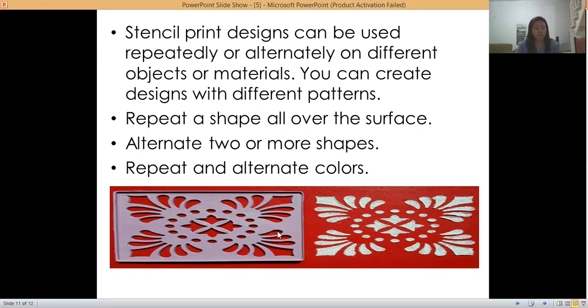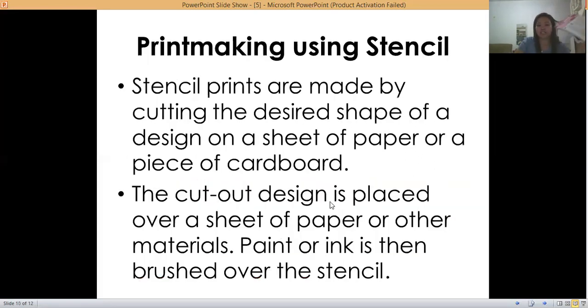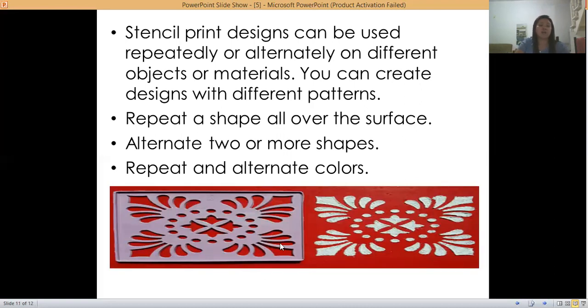In our book, it's a smiley face. You're going to make a smiley print. As you can see in our book, you can make a smiley face and then print it. Okay, how to do it? You're going to cut the design, place it over the paper or other materials, then paint or ink, then brush over the stencil like this one. If your ruler has designs, like big rulers with numbers and letters, you can use that.